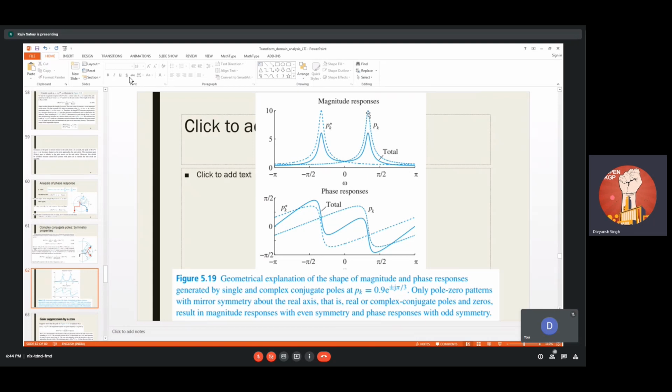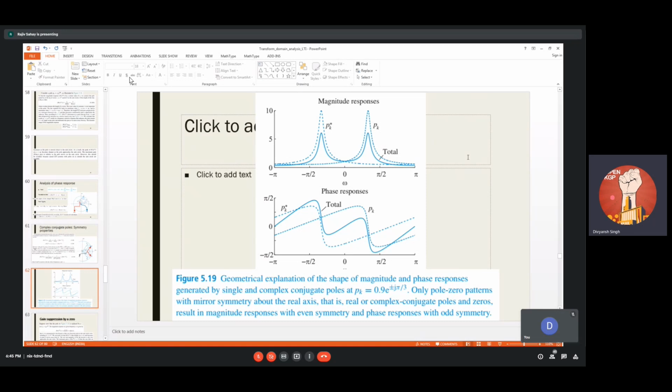You just drop a vertical line on the x-axis, you cut at pi by 3. And you see the peak is falling off sharply in this neighborhood. That is because of this 0.9. If it was 0.5 into e to the power j plus pi by 3, then this curve will be more broad. It will peak, but it will fall off gradually from the peak. But right now, because this pole is closer to the unit circle, 0.9, it is falling off very sharply.